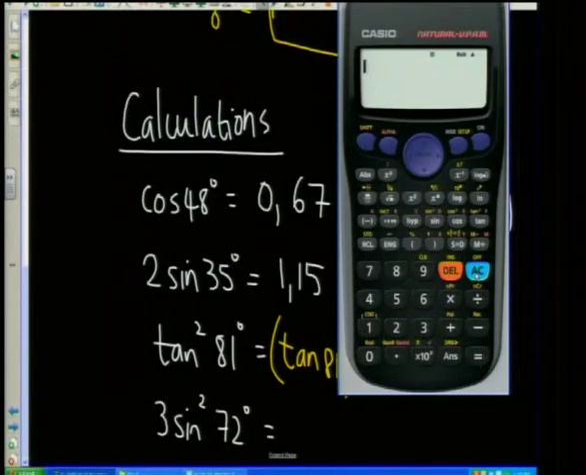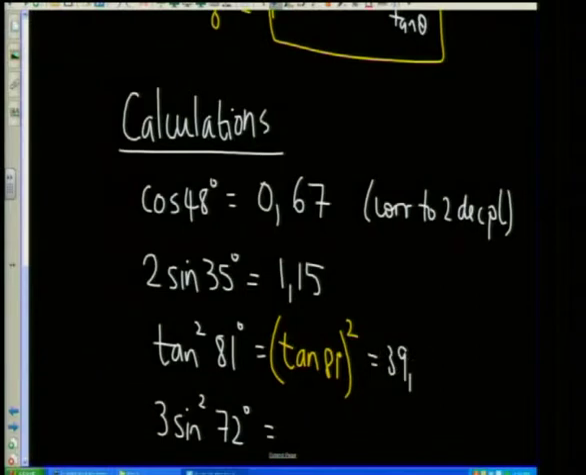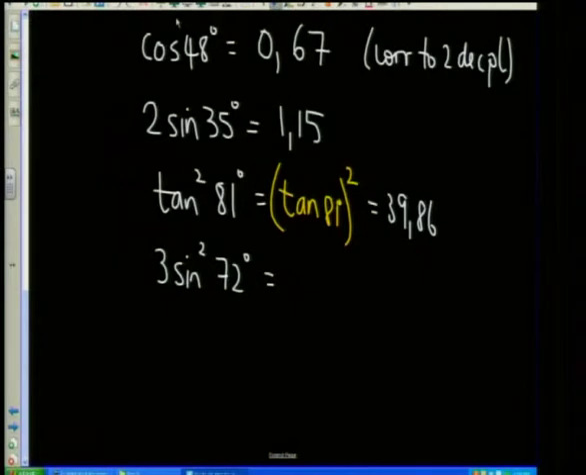Now I just want to try something. If we have the tan of 81 and we square it, what do we get? 39,8. So as you saw earlier, the square was only around that 81, and it also gave us 39,8. So the calculator doesn't mind if you leave out those introductory brackets. So it facilitates the calculation there. So that gives us 39,86. Right, and then 3 sine squared 72, what would that give you?